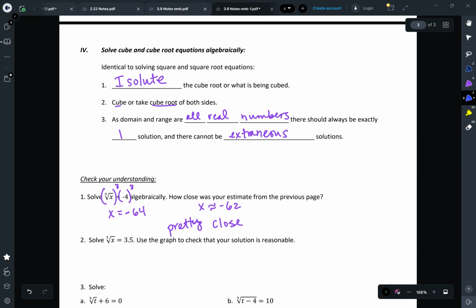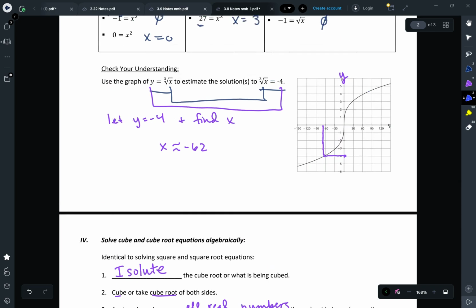So that means I'm going to go back to this graph, and now instead of finding -4, I want to look for -3.5. So 3.5 would be about here. I need a different color.